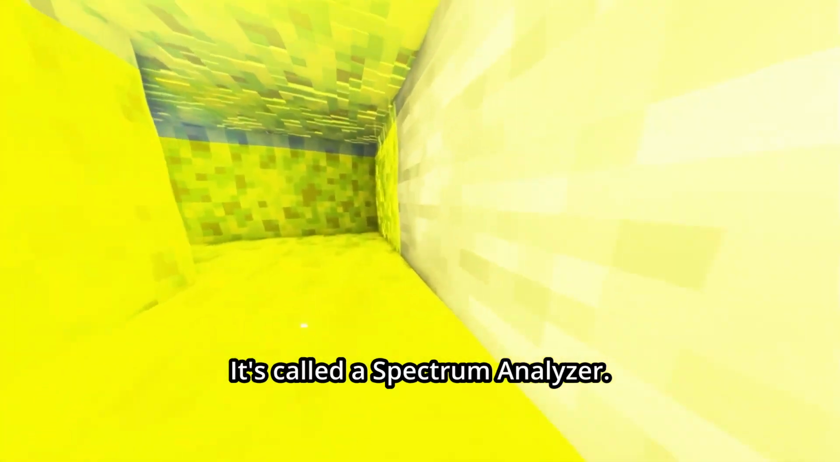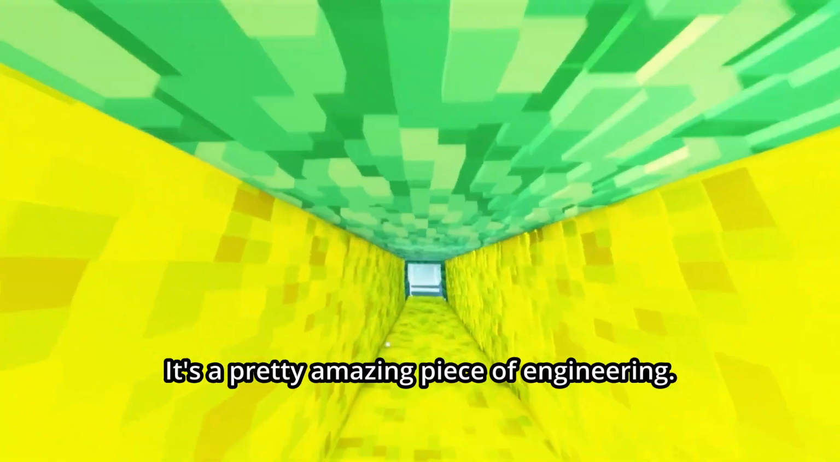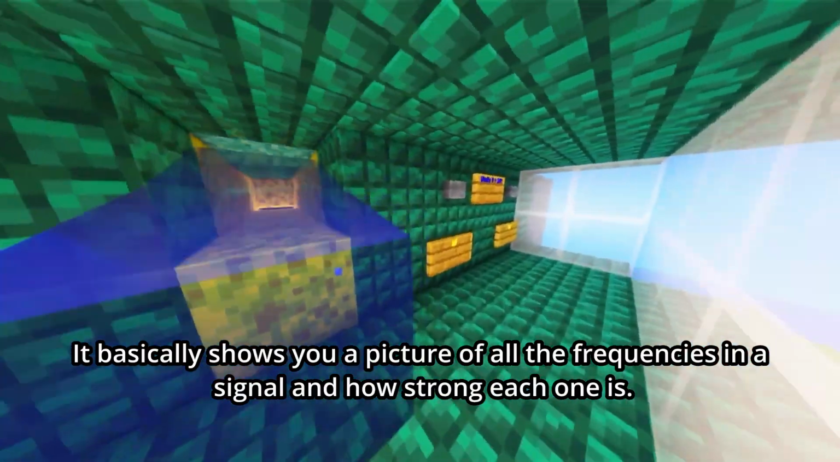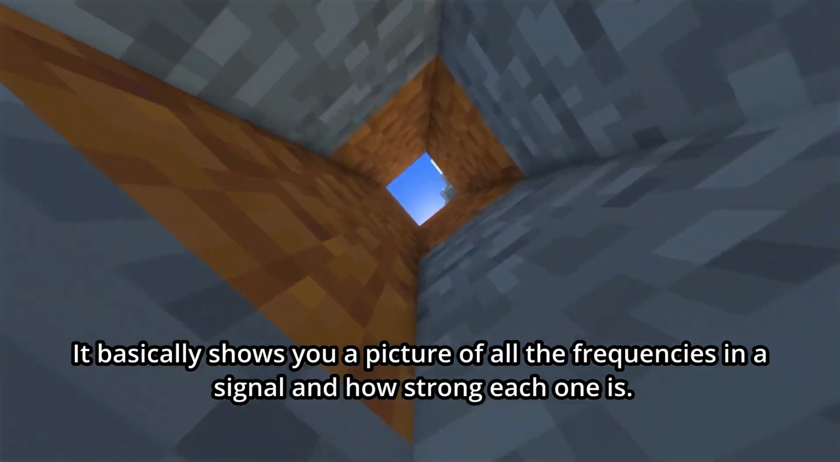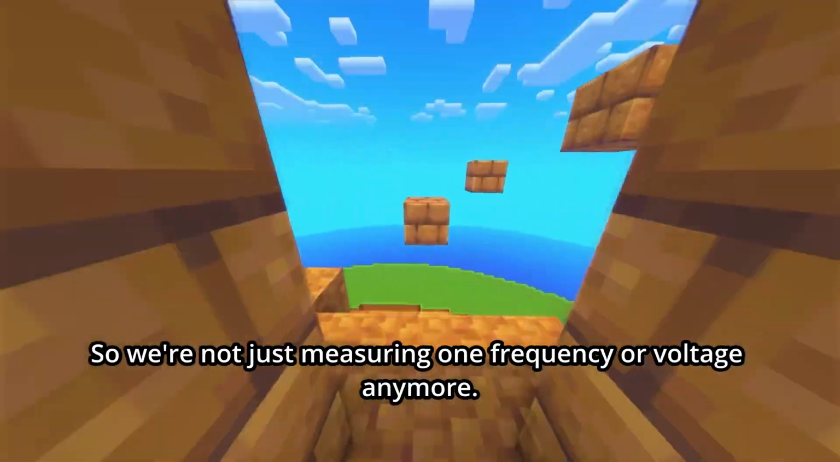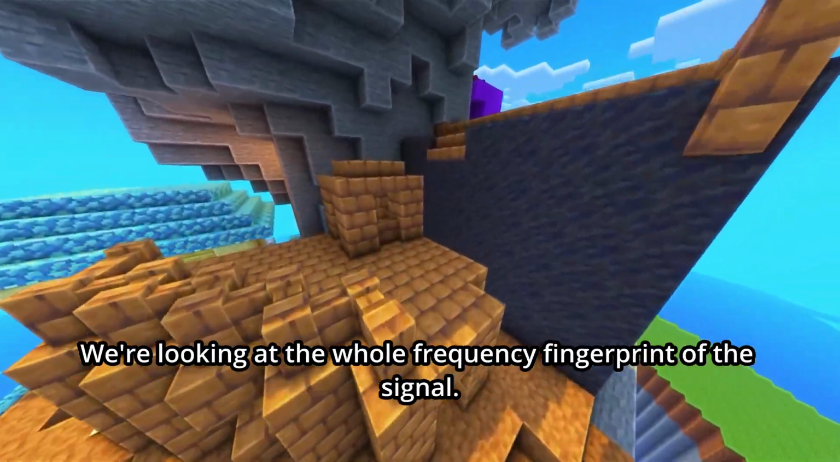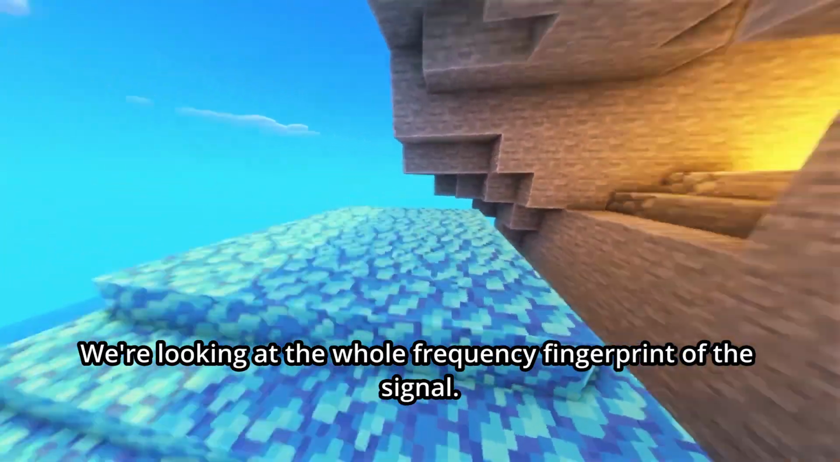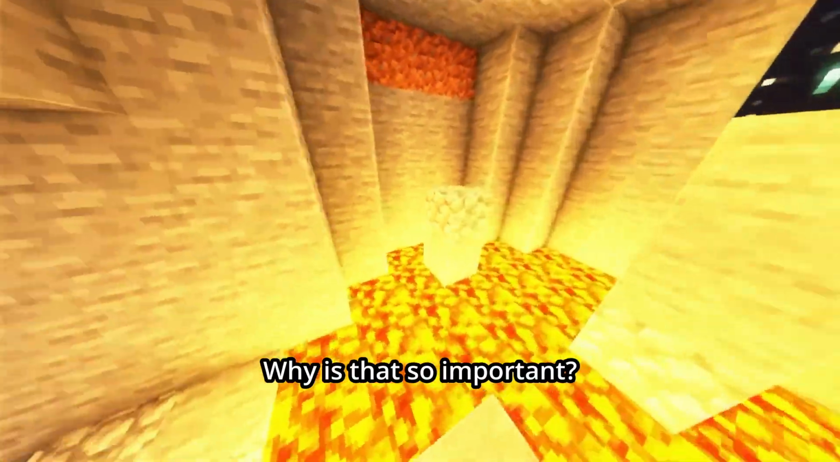It's called a spectrum analyzer. It's a pretty amazing piece of engineering. It basically shows you a picture of all the frequencies in a signal and how strong each one is. So we're not just measuring one frequency or voltage anymore. We're looking at the whole frequency fingerprint of the signal. Why is that so important?